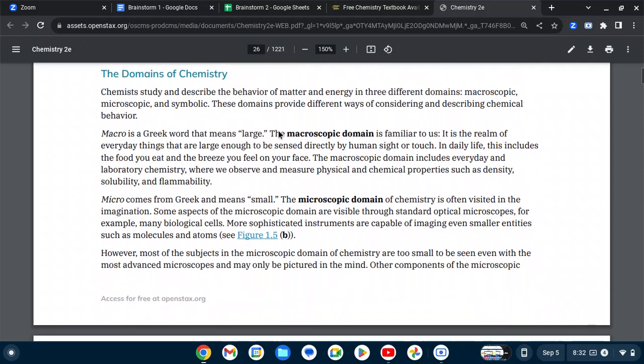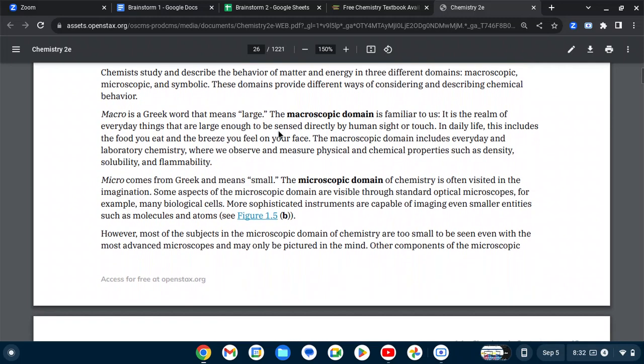The domains of chemistry. Chemists study and describe the behavior of matter and energy in three different domains: macroscopic, microscopic, and symbolic. These domains provide different ways of considering and describing chemical behavior. Macro is a Greek word that means large. The macroscopic domain is familiar to us. It is the realm of everyday things that are large enough to be sensed directly by human sight or touch. In daily life, this includes the food you eat and the breeze you feel on your face.